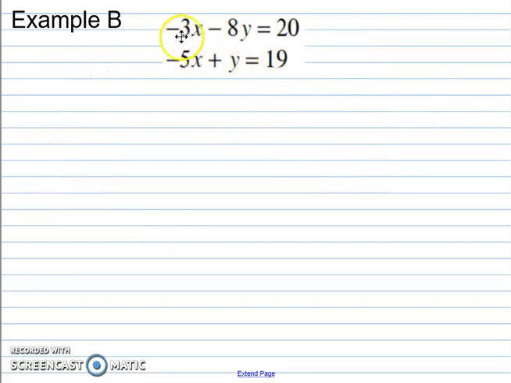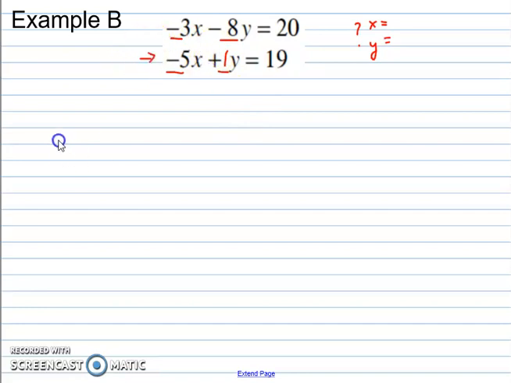Okay, so let's look here. Negative 3x minus 8y equals 20, negative 5x plus y equals 19. Remember, first thing I'm asking myself is, are either of my variables isolated? Are they alone? No, they're not. So that means my first thing I need to do is isolate. I'm going to look at these coefficients. Is one of them 1? Hey, look, it's 1. Okay, so I'm going to isolate here.